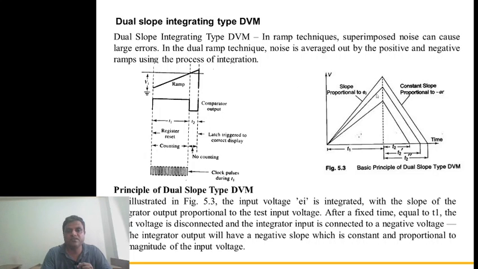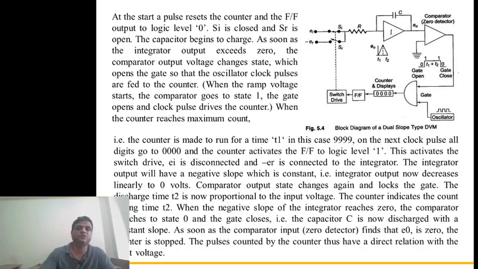Then if this slope is proportional to this voltage, after a fixed time interval equal to T1, the input voltage is disconnected and the integrator is connected to the negative voltage. See there, in the first half, time T1, it is connected to EI, and in T2 it is connected to ER, that is, the negative voltage. The integrator output will have a negative slope which is constant and proportional to the magnitude of the input voltage. So that is basically the explanation of this circuit.